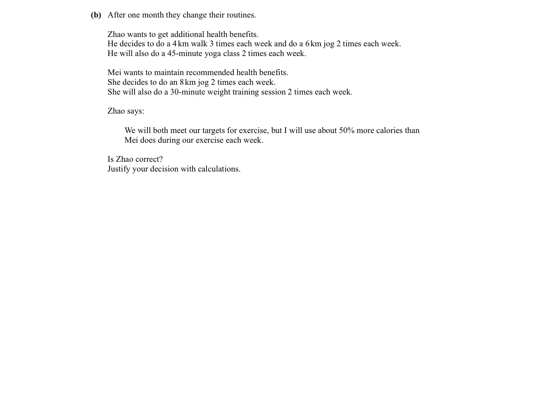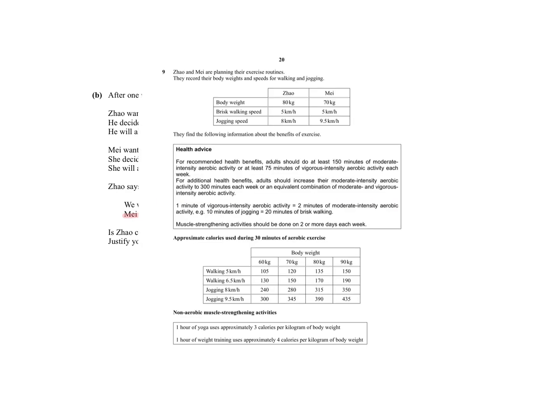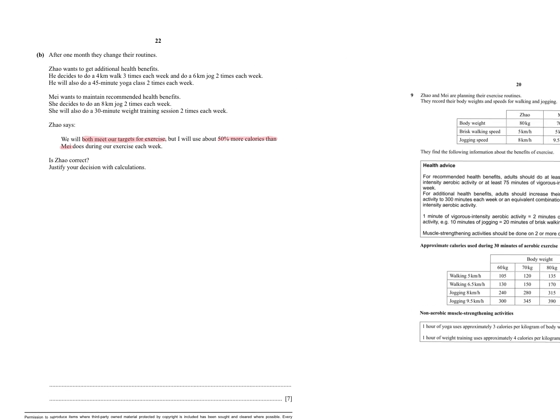Whether both of them will meet their criteria or not. So we will both meet our criteria for exercise, and Zhao will use 50% more calories than May. So these are the two things you need to check whether fulfilled or not. Okay, let's try to sort this thing out.